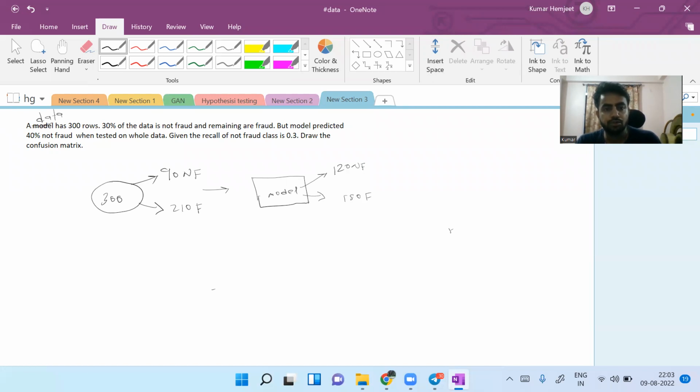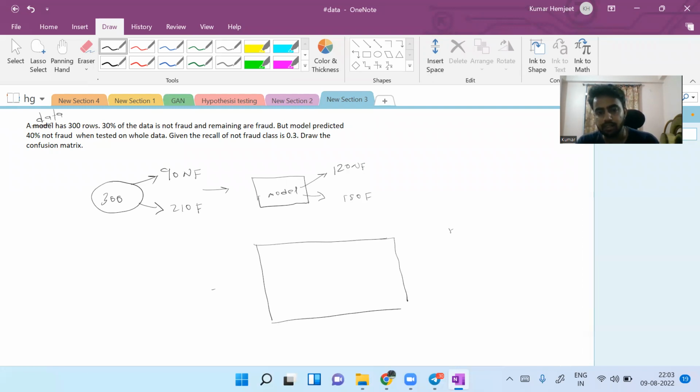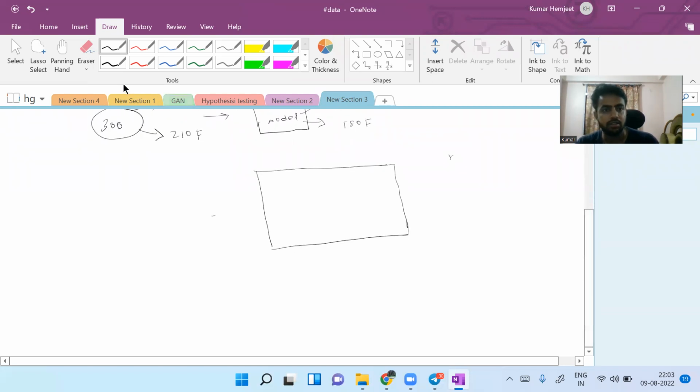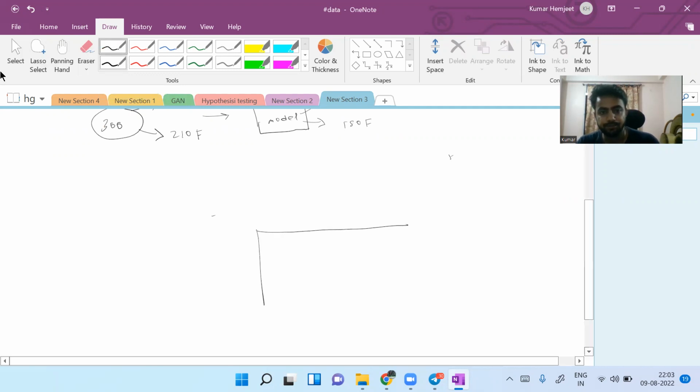Okay. So we need to draw a confusion matrix for this one. Here's the thing. Forget about true positive, false negative. Let's keep it very simple. Let's just draw a confusion matrix box. Let me take a bit more space so that you can see it more clearly. So let me draw a box.